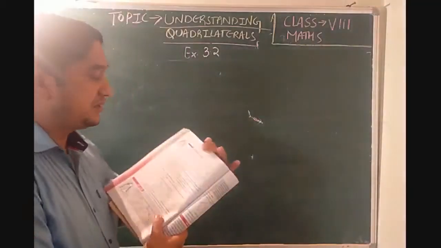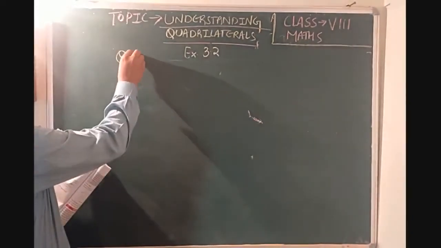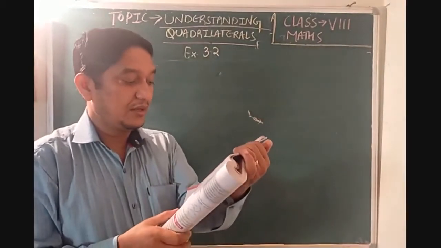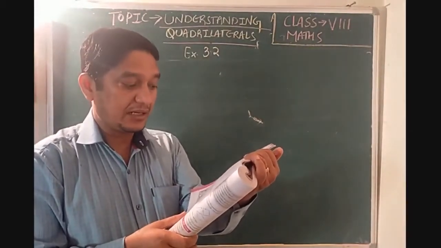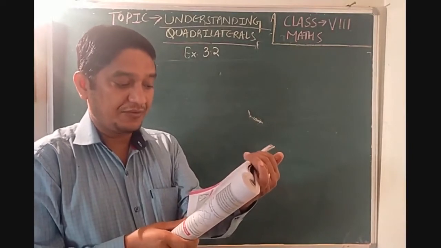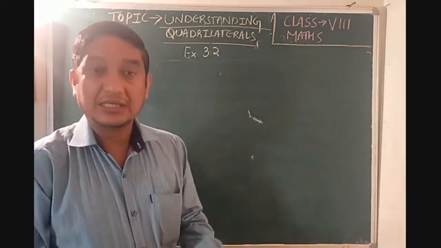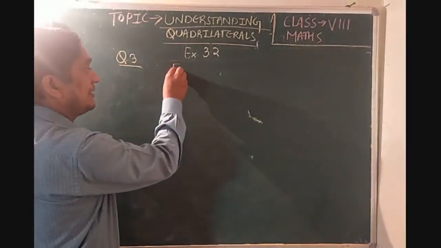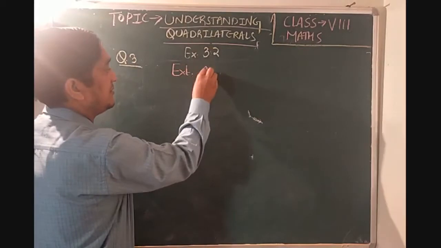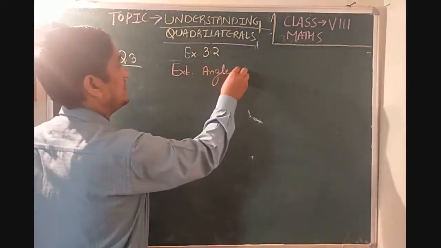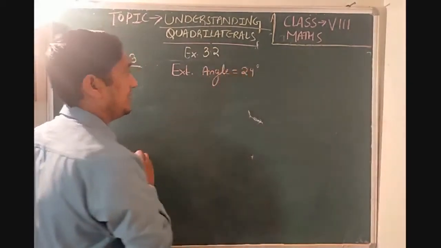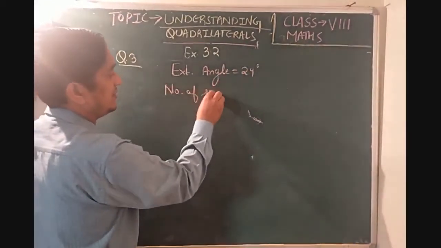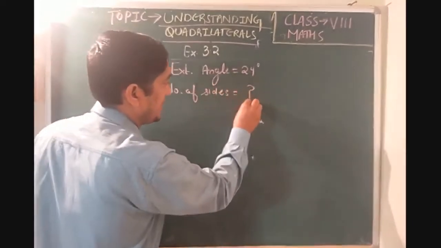Now comes question number 3. Listen. How many sides does a regular polygon have if the measure of an exterior angle is 24 degree? Now children, in this question we have an exterior angle equal to 24 degree, and we have to find the number of sides.